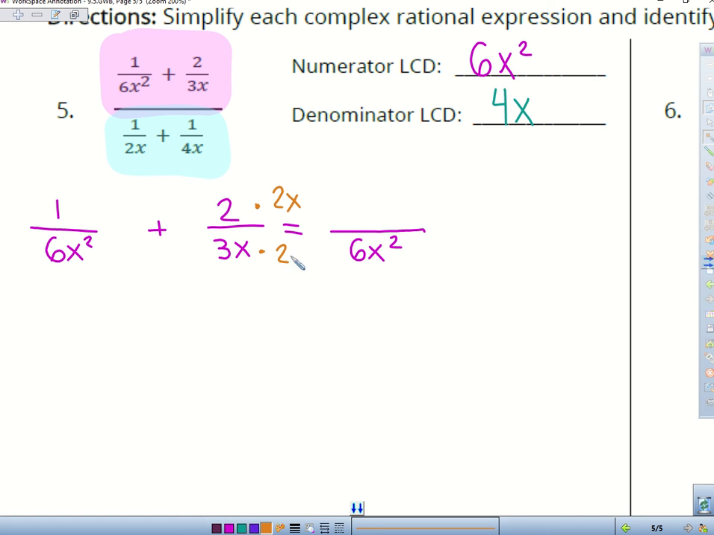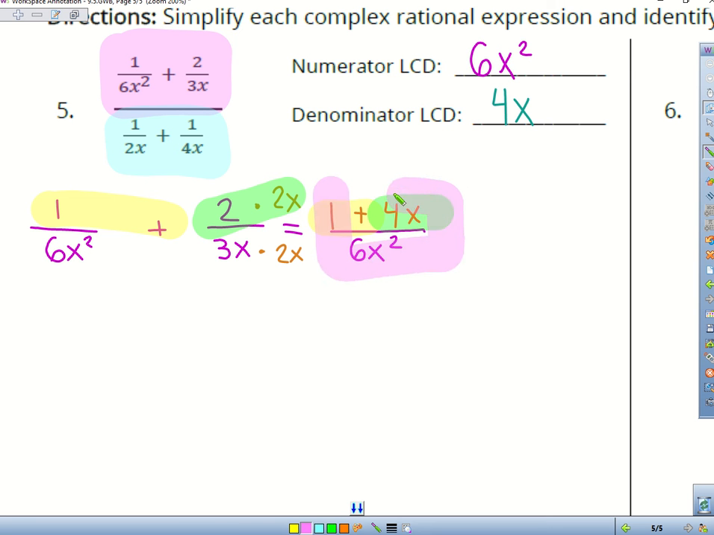2x. Because that's going to get me that denominator that I need, which is 6x squared. So this is just going to be the 1 plus, and then what is 2 times 2x? 4x. Yep, 4x. So this whole thing right here is the numerator of my big fraction. Okay, now that we've made it into one fraction, combined it.